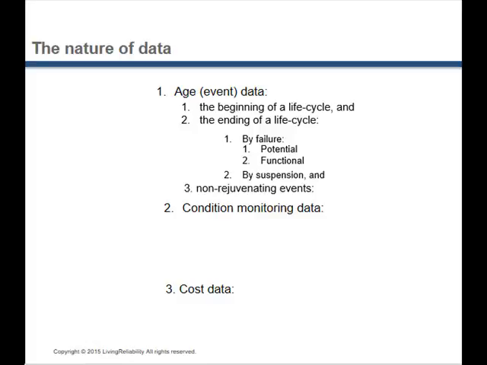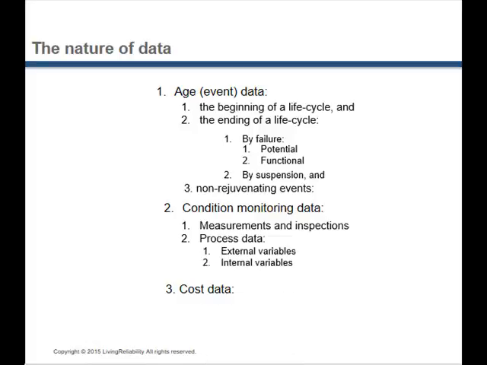The second major type of data is condition data. We classify condition data into two subtypes: measurements and inspections, and process data. Measurements and inspections are conducted specifically for the purpose of predictive maintenance. Process data, on the other hand, is recorded directly within the control platform. Process data can be classified for purposes of maintenance into two types: external variables and internal variables. More on this in a moment.